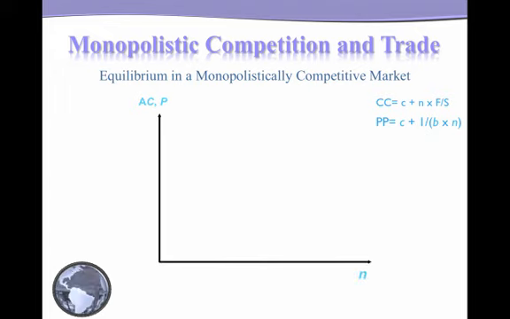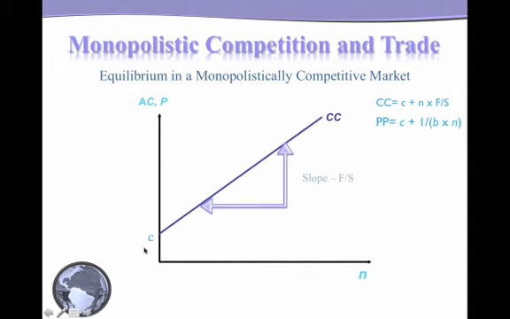On the x-axis, you measure number of firms, and on the y-axis, you measure average cost and the price. And let's draw the CC function first. This is your intercept, constant c, plus n times F by S, and this is your slope, right? So if you draw this CC function, this is the intercept, which is the marginal cost, and the slope of the function is given by F by S. So this is really of the form y equals a plus bx, where y is your average cost.